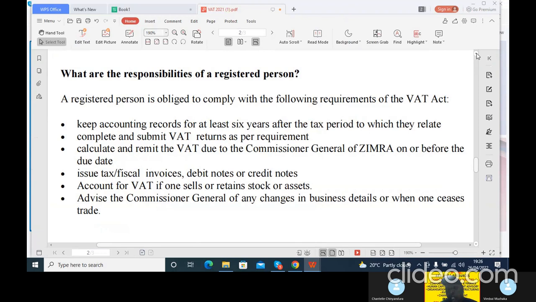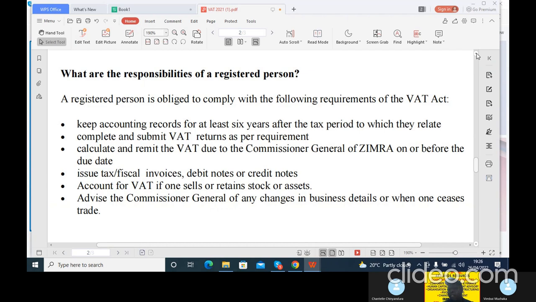You know, it's not just a person, but it's even a natural person like a human being, kana a juristic person like a company. Zvese tinongoti person at law. So a registered person is obliged to comply with the following requirements of the VAT Act.